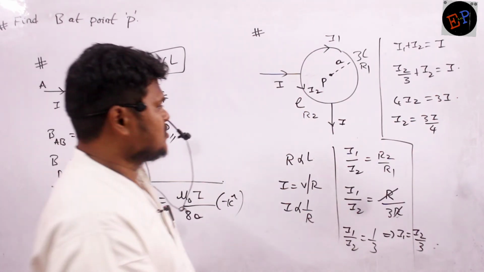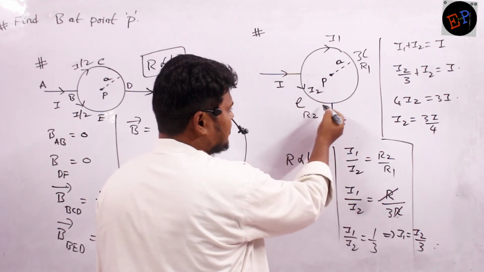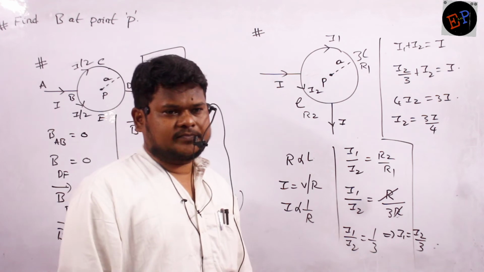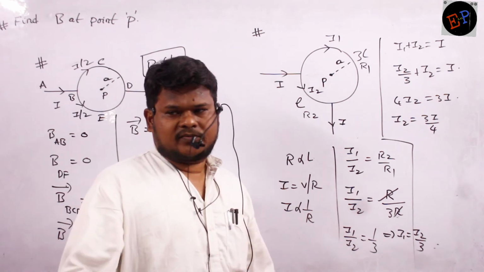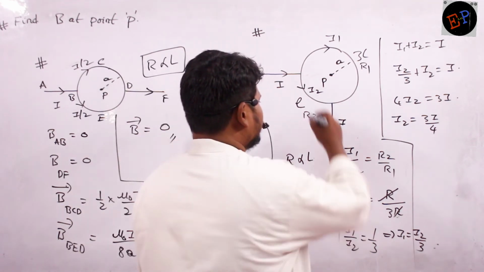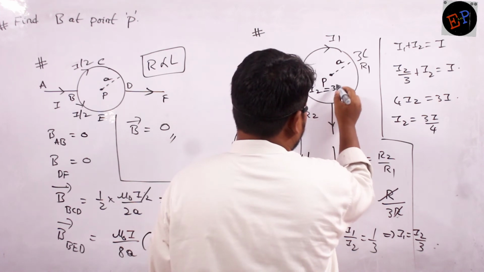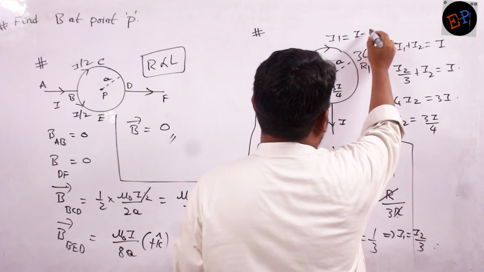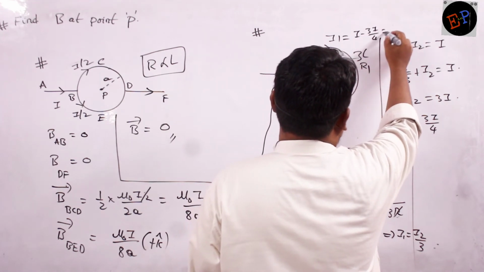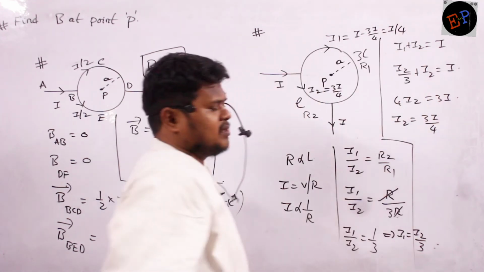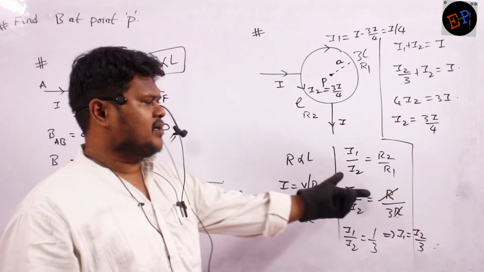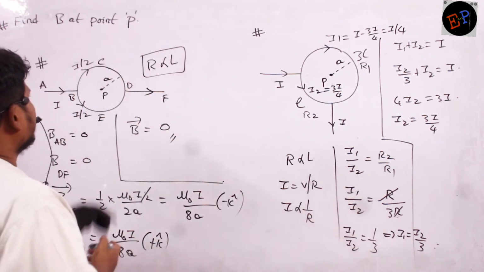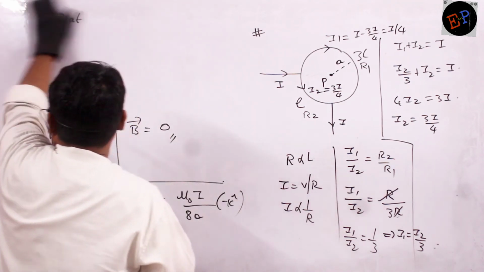Understood? So what is the amount of current flowing in this branch? 3I by 4. Then what is the remaining current? I by 4. That's all. So in this branch the current flowing is 3I by 4, and in this branch it is I minus 3I by 4, which is I by 4. Now once I know the currents, very easily I can calculate the magnetic field. Clear? Now come on, do the calculation.